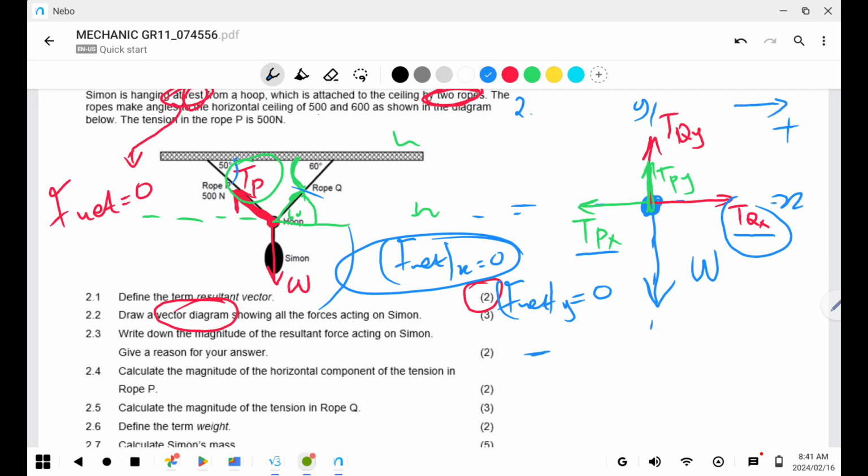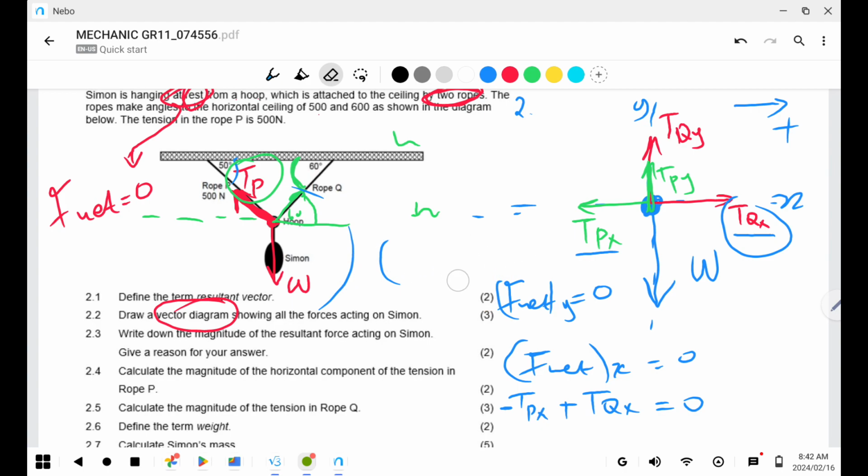So we have F net along the x equals 0. So we have TPX in the negative direction plus TQX. If you sum them, you should get 0. Question is, how much is your TQX? I need us to go back to the diagram. If you go back to the diagram, remember we said that the 50-degree angle was between the horizontal and TPX. So it means the angle is there.